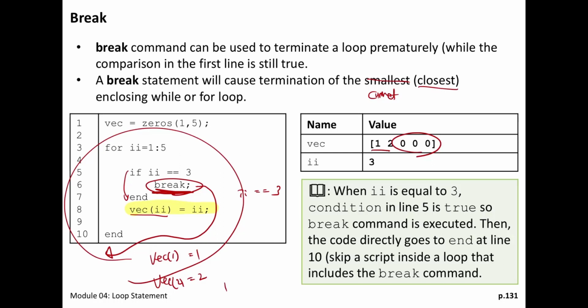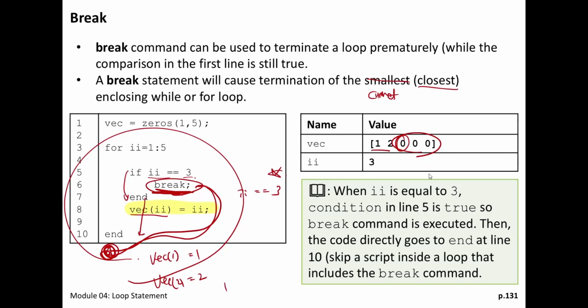This is very important to understand about break: it does not complete the current iteration. Let's say when ii is equal to 3, break, and then it directly brings you to here, not going through here and then stopping. That's why the 3 is not assigned to this vector. Makes sense? Okay, the question is when we use this break statement.